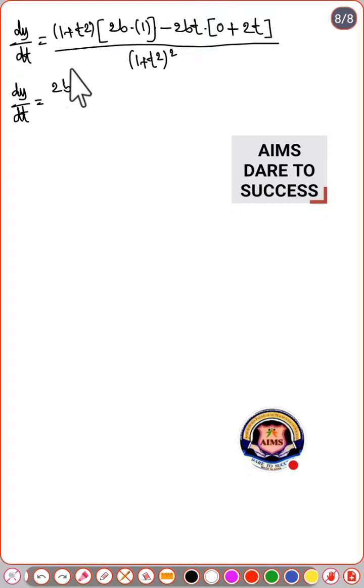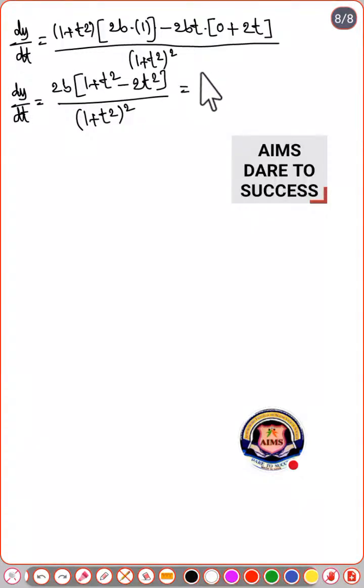2b is common, okay, after that remaining value 1 plus t square, here also 2b went outside, so the remaining value is minus t into 2t is minus 2t square, whole divided by 1 plus t square whole square. So 2b into 1 will be same, t square minus 2t square is minus t square, whole divided by 1 plus t square whole square.